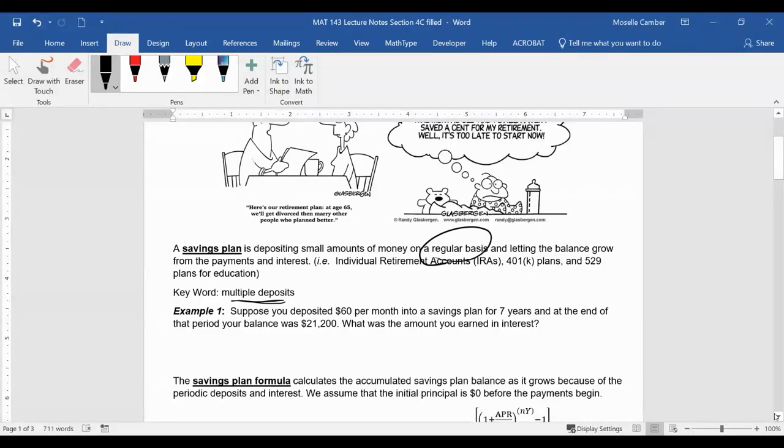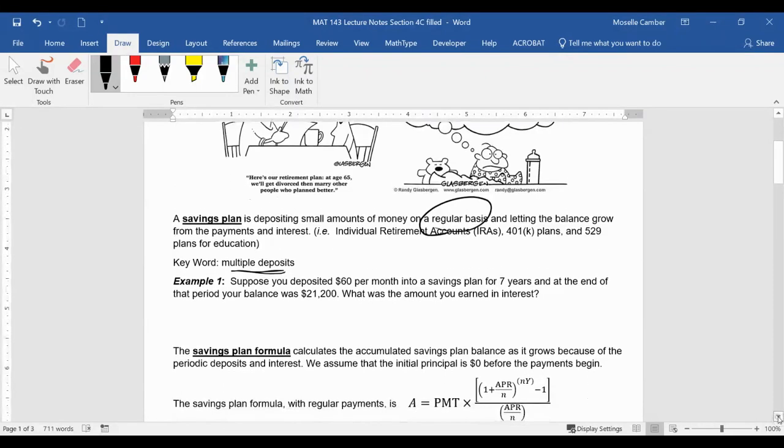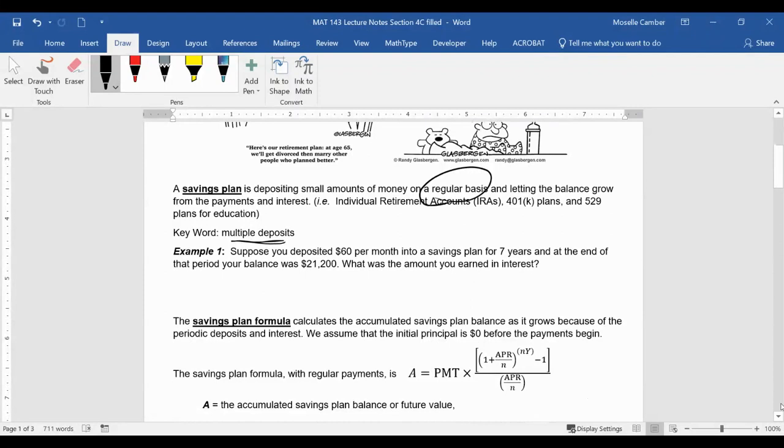So for example, suppose you deposited $60 per month into a savings plan for 7 years, and at the end of that period, your balance is $21,200. What was the amount you earned in interest? So trying to figure out which equation we're dealing with. Here we see that we deposited $60 per month. So because it's not just depositing $60, it's $60 per month, this tells us that it is a savings plan. Of course, you also have the word savings plan, but those words aren't always there.